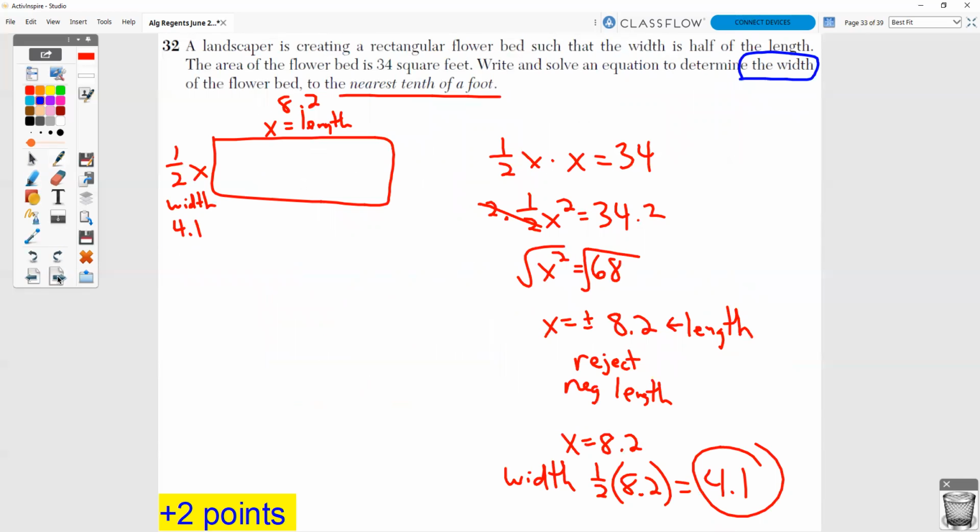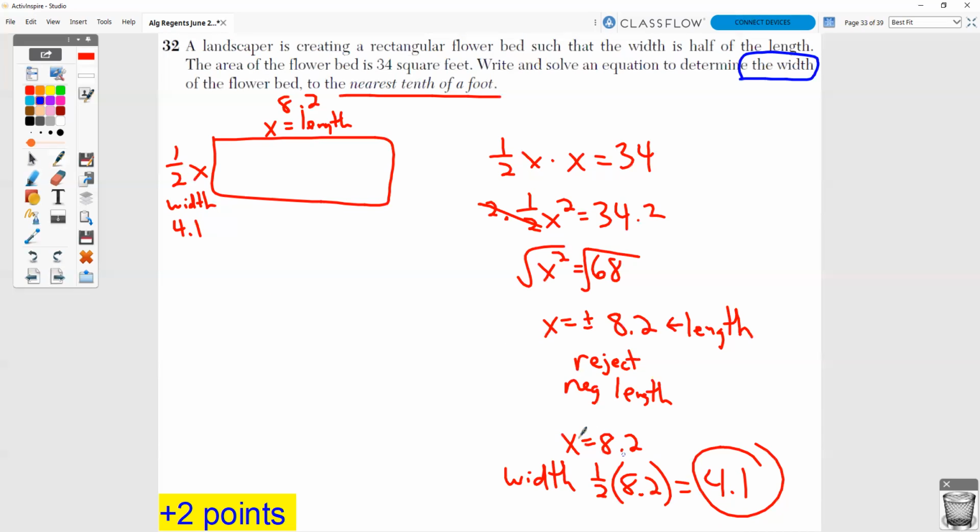Number 32, a landscaper is creating a rectangular flower bed such that the width is half of the length. So if the length is x, that means the width has to be 1/2 x. The area is 34 square feet. Write and solve an equation to determine the width of the flower bed.